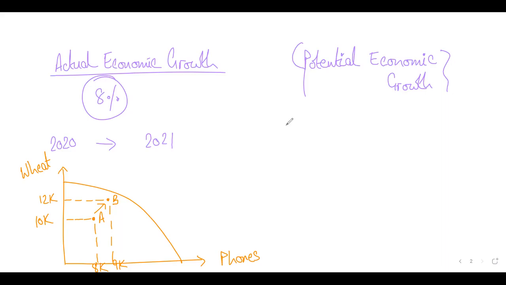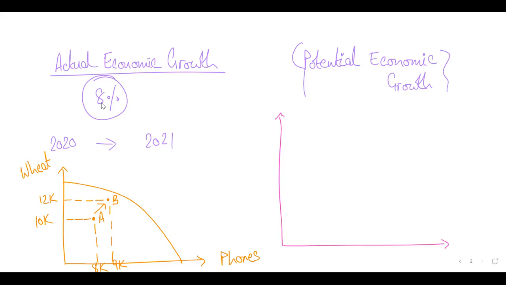On the other hand, the potential economic growth is what you were talking about. How do we show potential economic growth? That is shown by the PPC of the country shifting outwards.